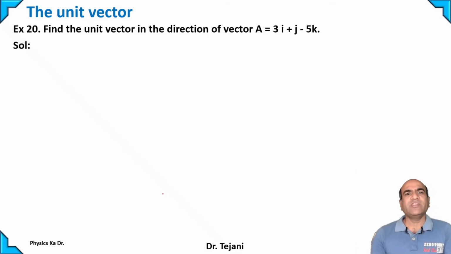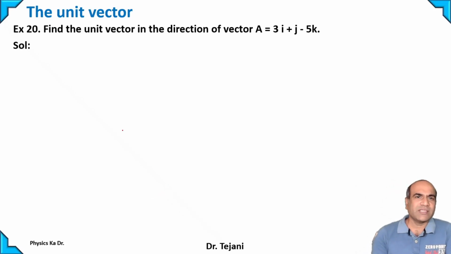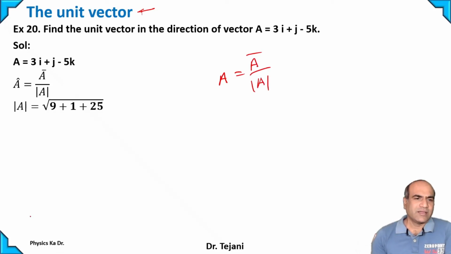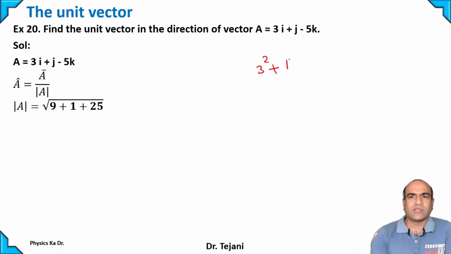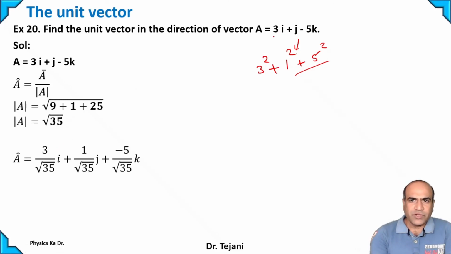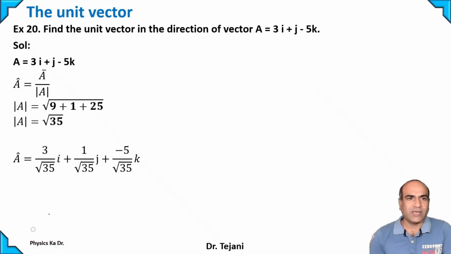Example number 20, find the unit vector in the direction of vector A, 3i plus j minus 5k. We just brought one example for a change in any direction. So we know that unit vector A is equal to vector A divided by its magnitude. Magnitude is equal to the square root of 3 squared plus 1 squared plus 5 squared. You can get this answer and it becomes root 35. So ultimately 3 divided by root 35, 1 divided by root 35, and so on, and that gives us our solution. Very simple one.